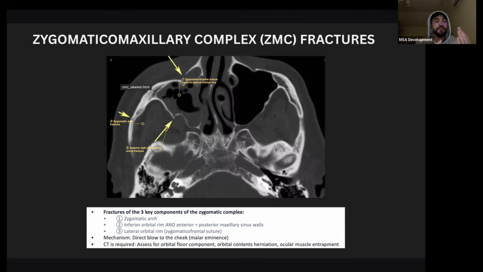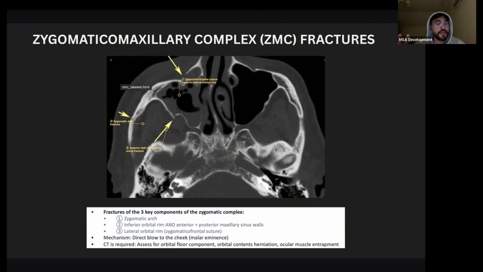Okay, it has to involve 3 components. So if you look carefully, you will have a fracture to your zygomatic arch, you will have a fracture to the inferior orbital rim and the posterior sinus wall. So right here. And you'll also have a lateral orbital rim fracture.